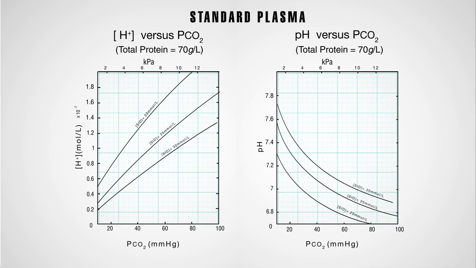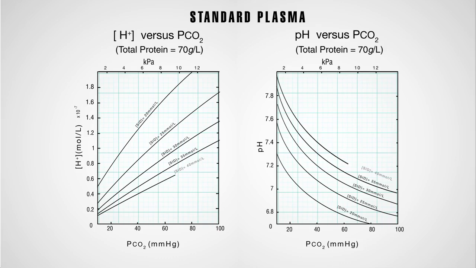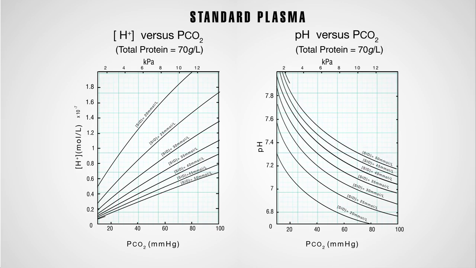We repeat this with higher and higher SID values, with the curve somewhere in the middle being an SID of 40 millimoles per litre, which is approximately normal. As our SIDs pass this point, we get lower and lower hydrogen ion concentrations, although still always increasing with carbon dioxide.